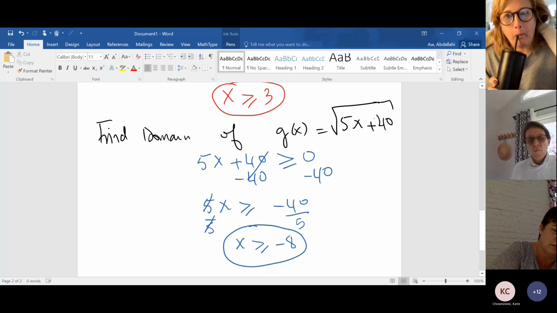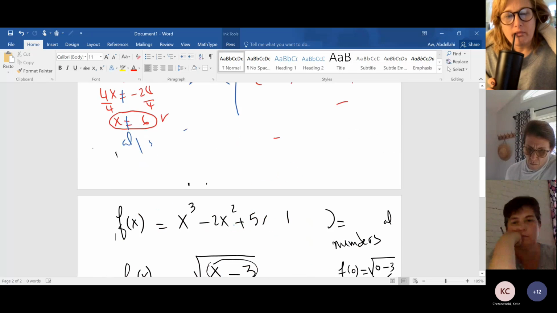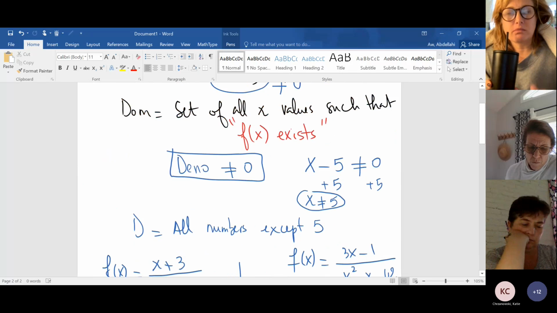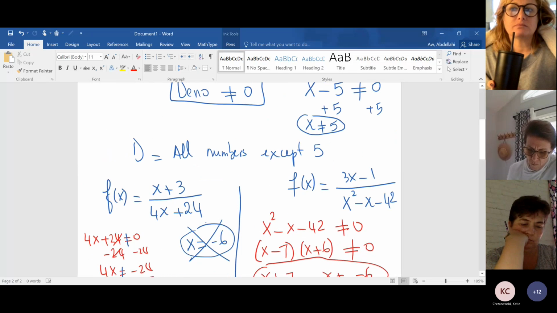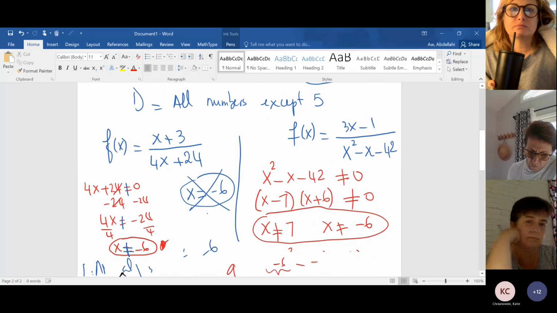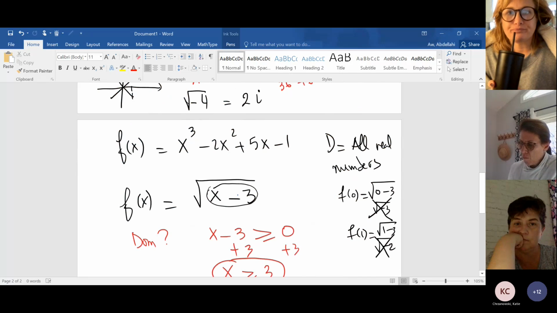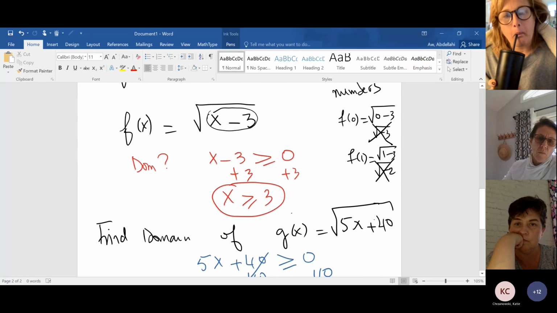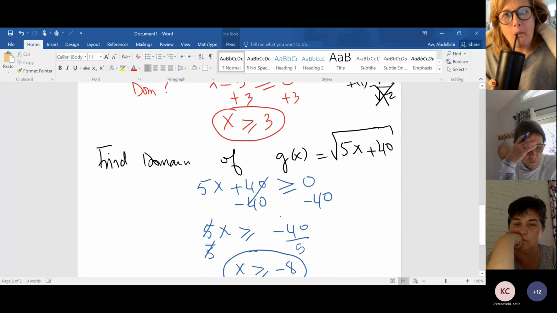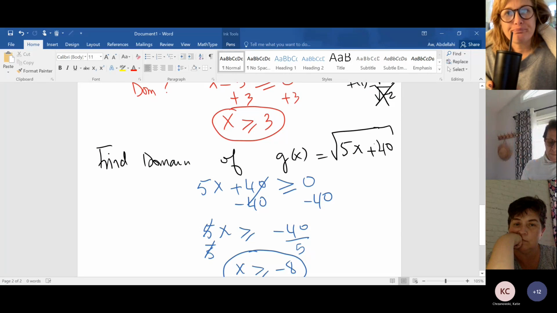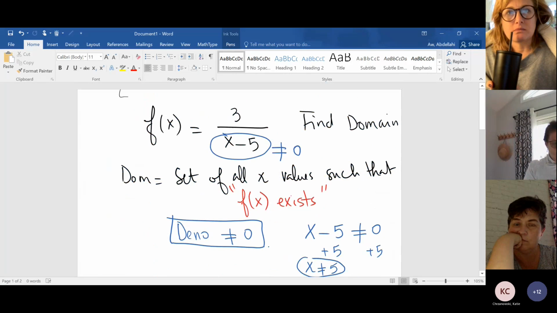So in OAE3, the only functions that we're going to ask you about the domain of are either you have a denominator, in which case you solve the denominator not equal to 0; or you have nothing, like a regular polynomial, in which case you say all real numbers; or you have a square root, in which case you solve an inequality. That's the only one. All right, so that was 5.1.